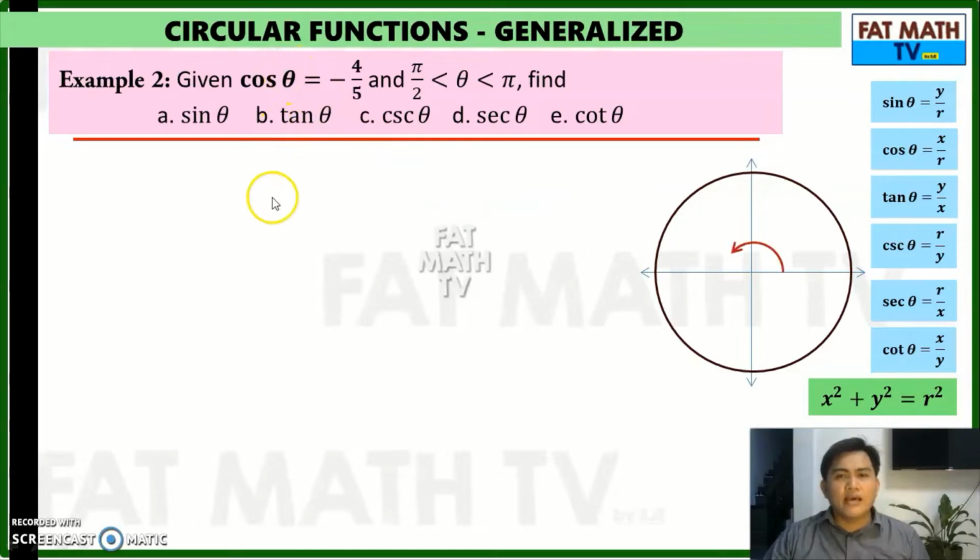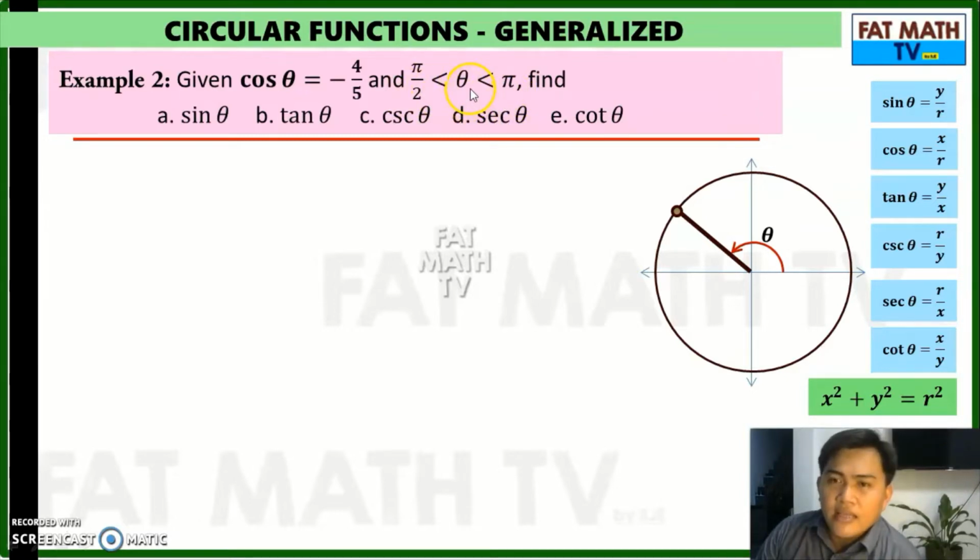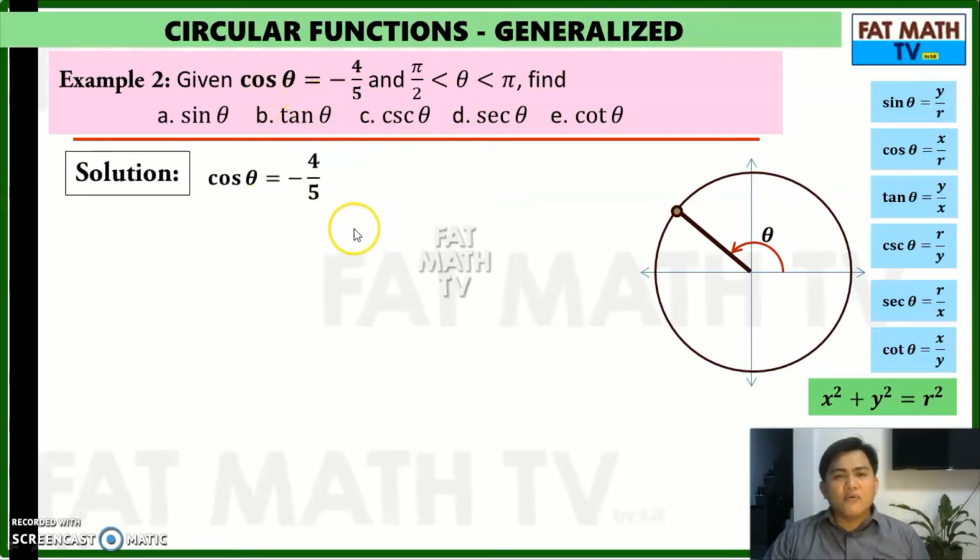So here we have the angle theta. Since theta is greater than pi over 2, which is here, but less than pi, which is here, this is the same as saying that theta is in the second quadrant. This one, because it's greater than pi halves but less than pi. So it's the same as saying it is in the second quadrant. So find the others.